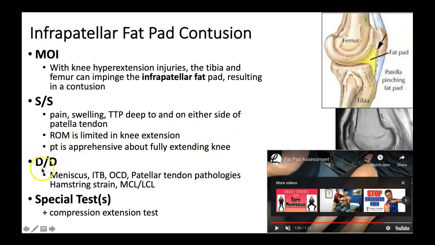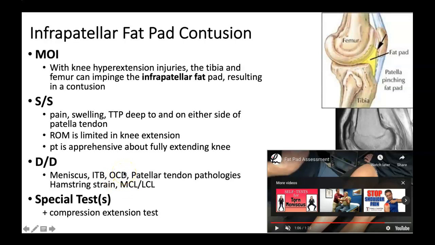Now this DD is new on the slide, so let me define it. It's differential diagnosis. So what other things should we be thinking about when the patient presents with signs and symptoms like these, right? So the meniscus, because what we know about meniscal injuries is that the patient will not want to go into knee extension because it will impinge the meniscus. We have also seen sometimes that the patient will report pain more distal on Gerdy's tubercle, right? And so that's why we say the IT band should be ruled out. And because they want to avoid that knee extension moment, an osteochondral defect should be ruled out.